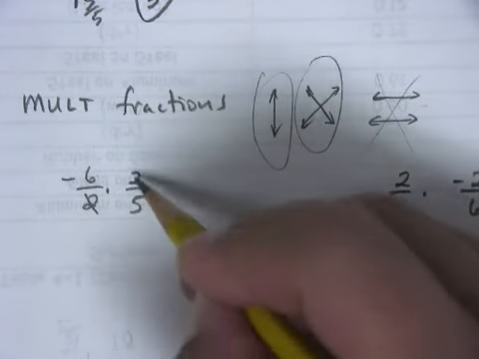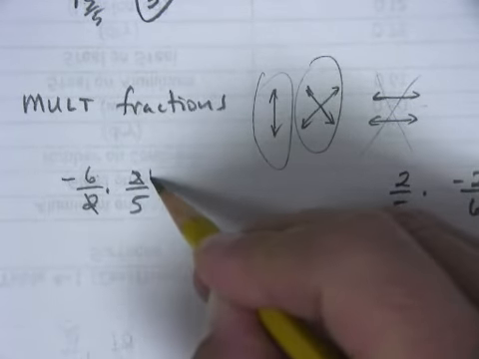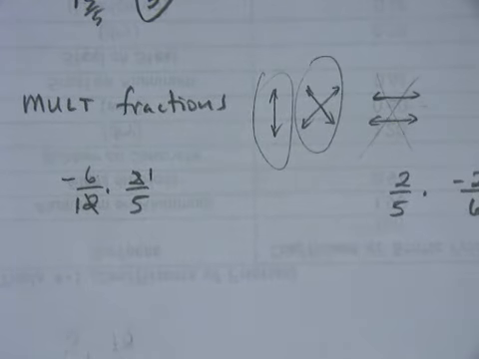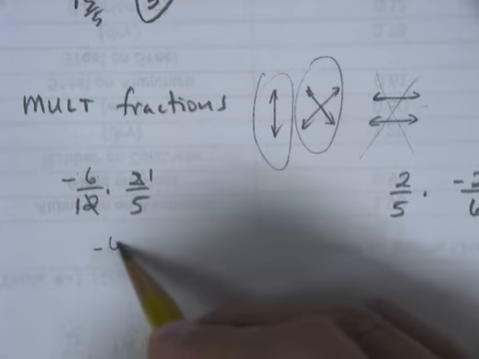So I'll go ahead and reduce the 2's. 2 goes into both of them, and 2 goes into 2 once, and 2 goes into 2 once right here. Once you've reduced, your next job is to multiply across the top and multiply across the bottom. So -1 times 6 gives me -6.